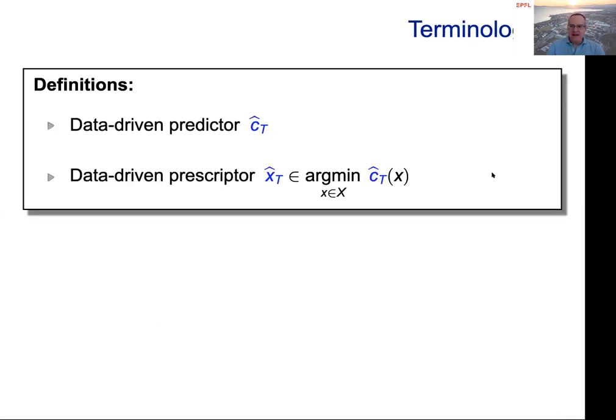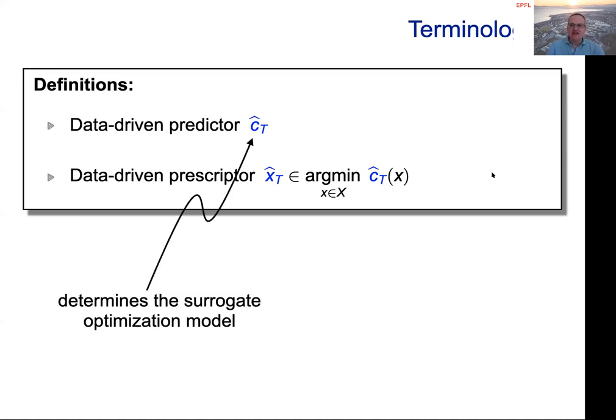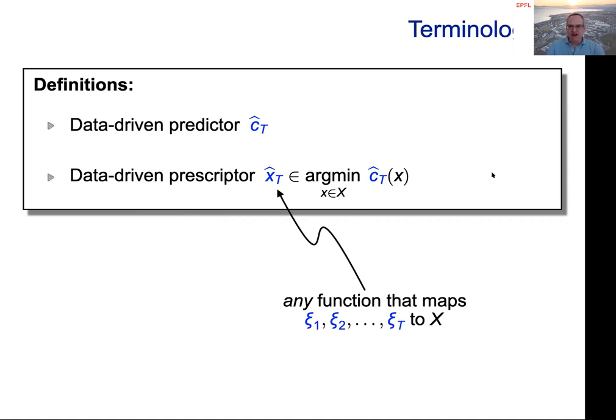Okay, so in the remainder of the talk, I would like to use the following terminology. The objective function of the surrogate optimization problem will be called a data-driven predictor, because it predicts the risk of any fixed decision X in view of the T training samples. Now, clearly the data-driven predictor uniquely defines the surrogate optimization problem. Any minimizer of the surrogate optimization problem will be referred to as a data-driven prescriptor, because it prescribes a certain decision in view of the training samples. At this point, I'd like to emphasize that the concept of a data-driven prescriptor is extremely general. In fact, any function that maps the training samples to a feasible decision can be represented as the minimizer of some data-driven predictor.